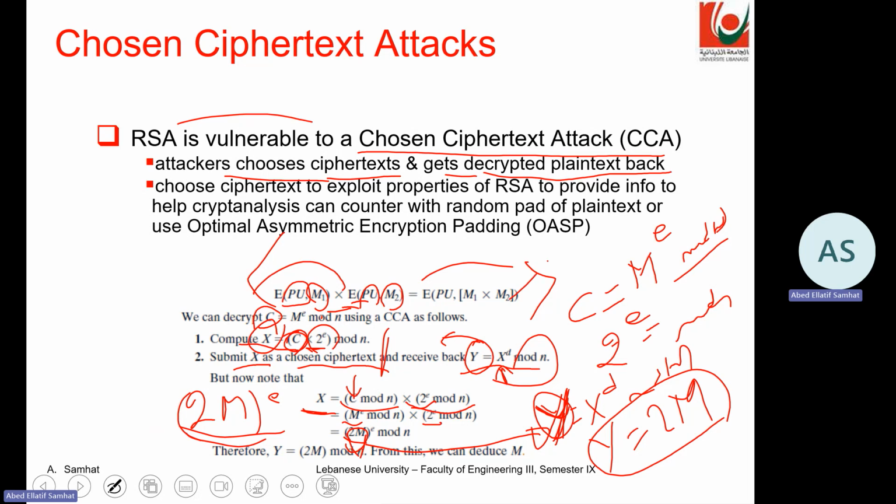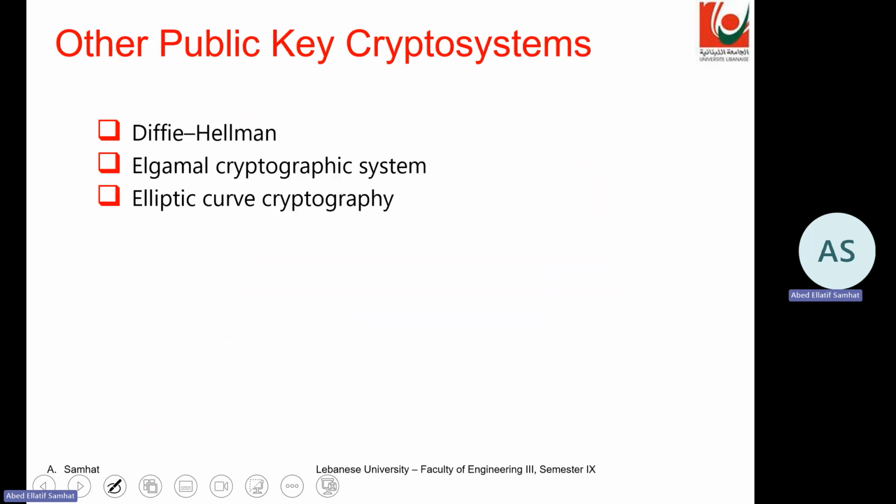This characteristic will be used for homomorphic encryption, because it will be very useful to have the encryption of the multiplication of certain numbers equal to the multiplication of the encrypted numbers. So we will see this characteristic after. So this is regarding the chosen ciphertext attack. You can reuse it also, okay?